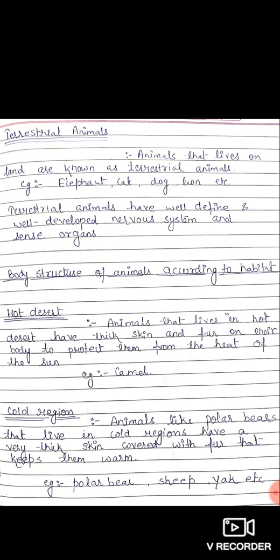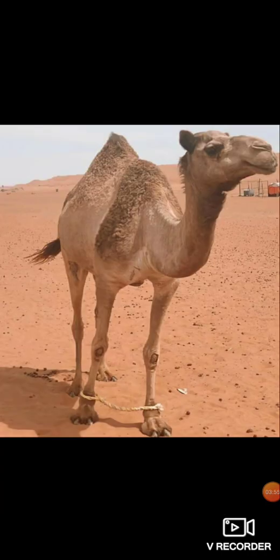So now we talk about the characteristics of the animals that live in hot desert. The animals that live in hot desert have thick skin and fur on their body to protect them from the heat of the sun. For example, camel.